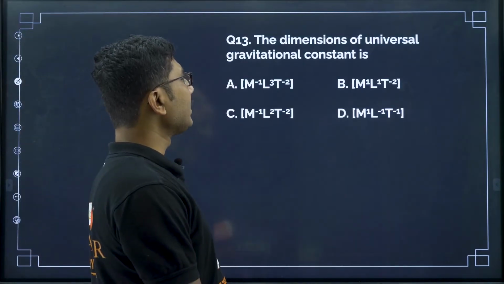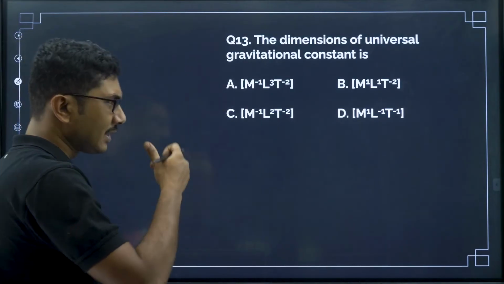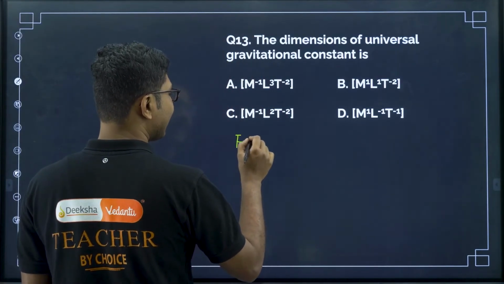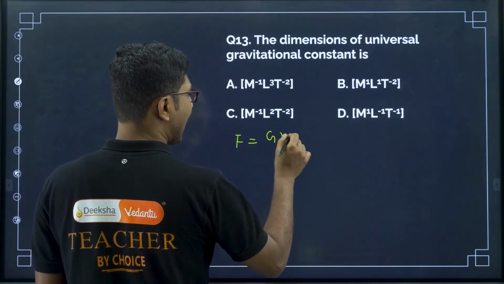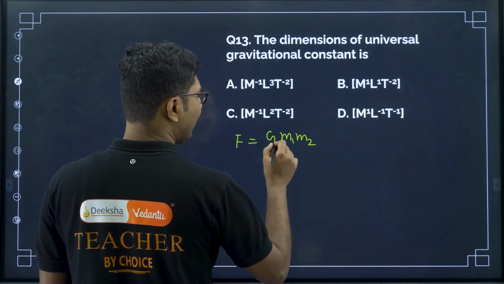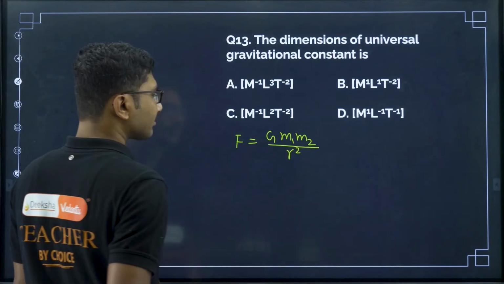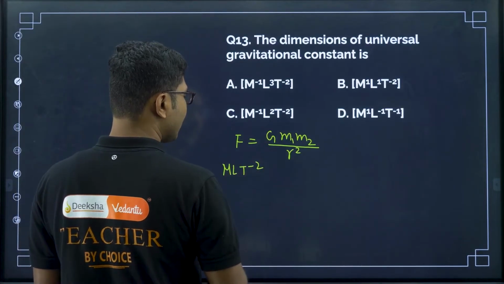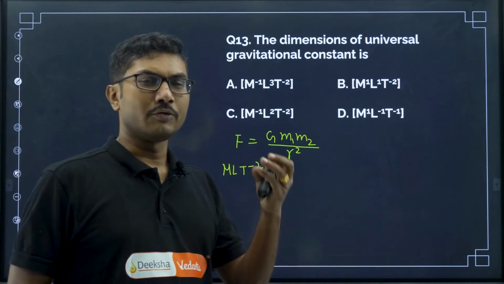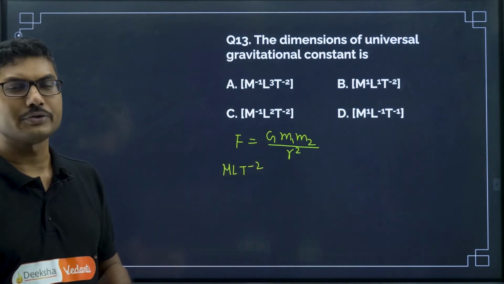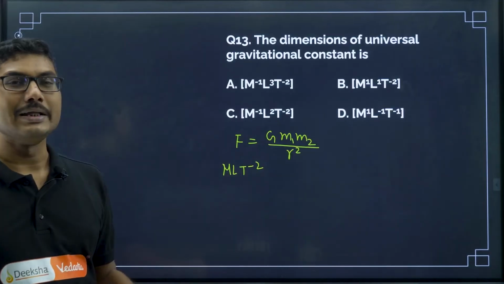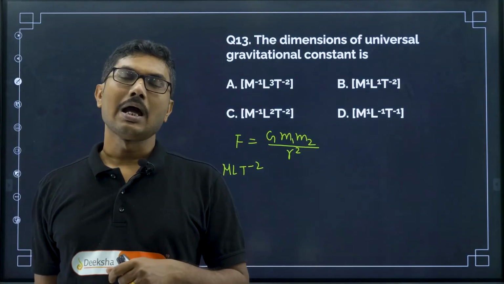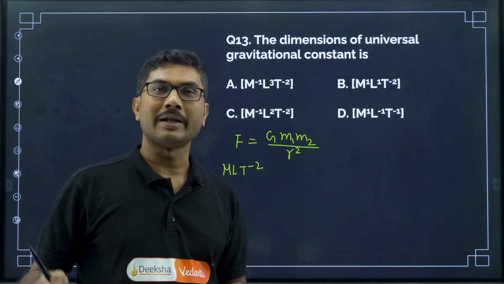The dimension of universal gravitational constant, another interesting question, usually comes in your PU board exam as well. So, what is the formula? First let us write the formula. F is equal to G m1 m2 by r square. Now, what is the dimension? In terms of dimension, force is M L T to the power minus 2. So, dimension of force should be on your fingertips. You should always remember the dimension of force. This is a very critical quantity involved in many other quantities as well. So, if you remember this quantity, then you can use this force dimension to find the dimension of other quantities as well.